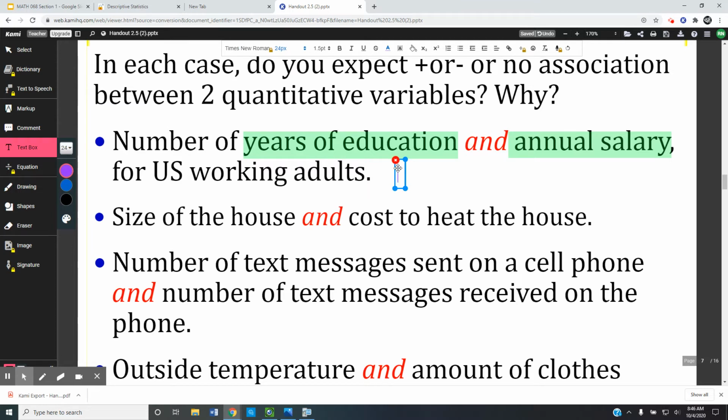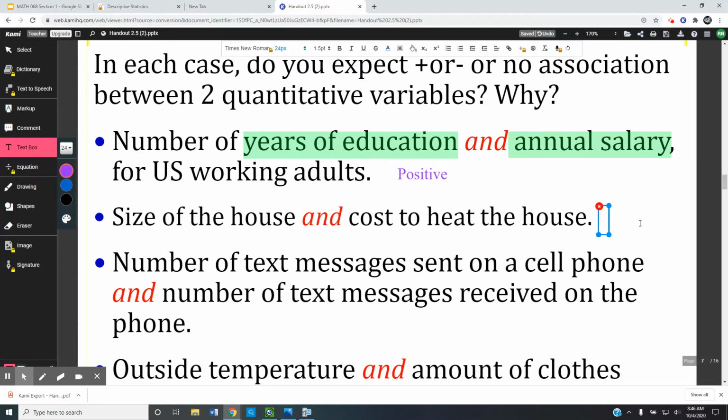So when I look at something like that, I have to say, okay, fine, a couple of things. First of all, do I think it will be a positive or a negative correlation? I think it will be a positive because I think as my number of years of education increase, my annual salary should increase. So it's a positive correlation. Size of the house and the cost to heat that house. Okay, so think in terms of if your house is larger, should it cost more money to heat that house? And the answer should be, yeah, it should.